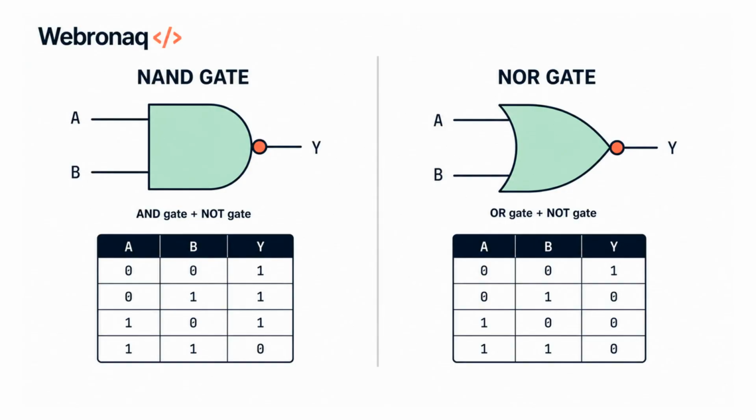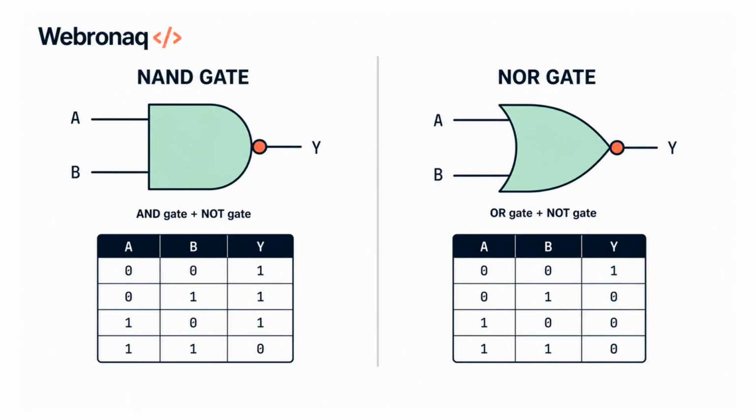Same idea with the NOR gate. That's an OR gate followed by a NOT. So the OR gate's output gets flipped. Now, here's why these two are a big deal. NAND and NOR are called universal gates because you can build literally any other logic gate using just NANDs or just NORs. AND, OR, NOT, all of them can be constructed by chaining NAND gates together in clever ways.